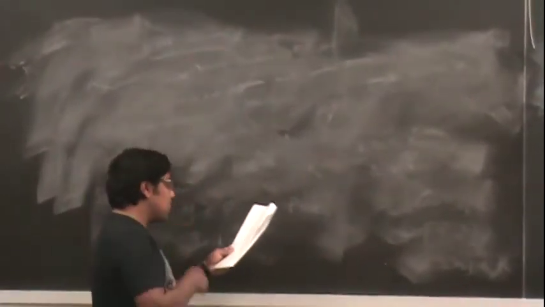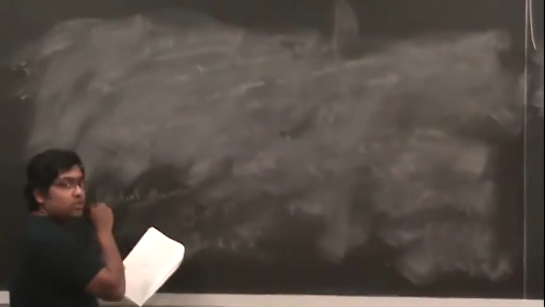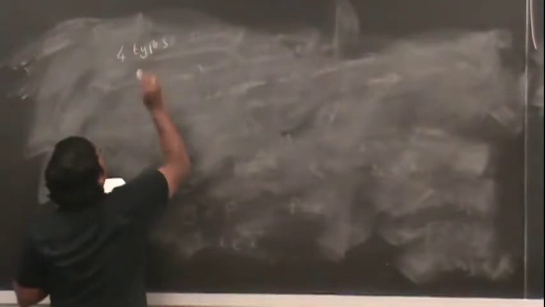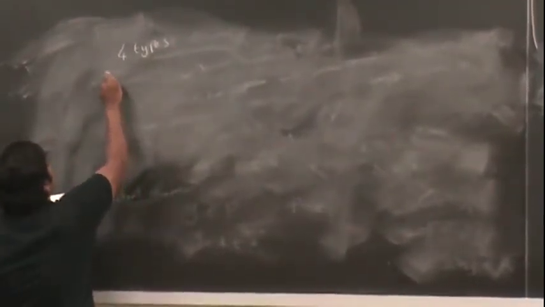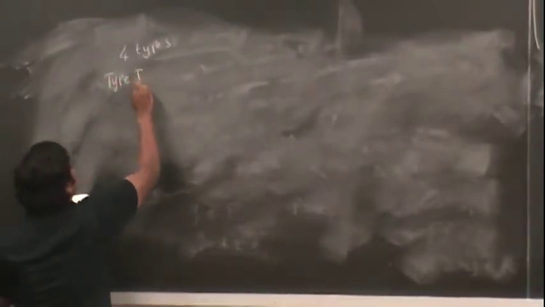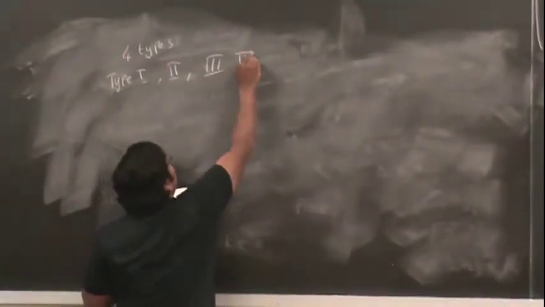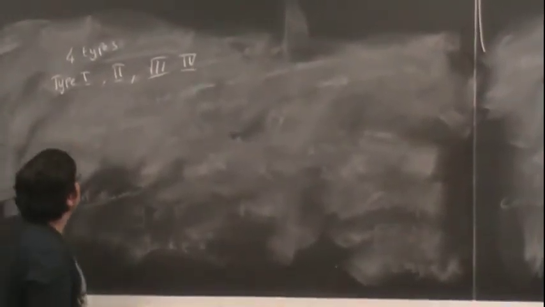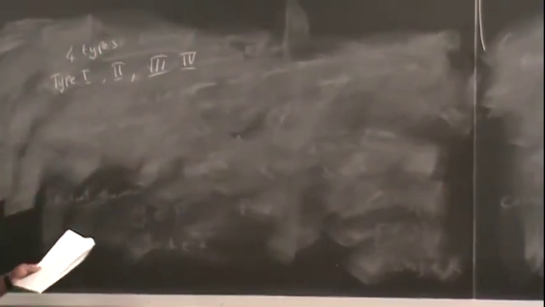Alright, so there are 4 types. It's very clever to call them type 1, type 2, type 3, and type 4. So we have 4 of them. I'll start not in this order, but I'll start with type 4 and tell you what they are.